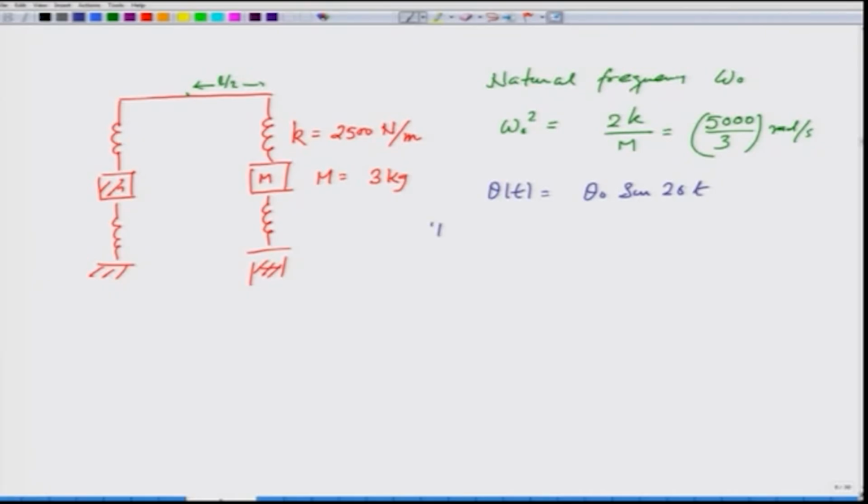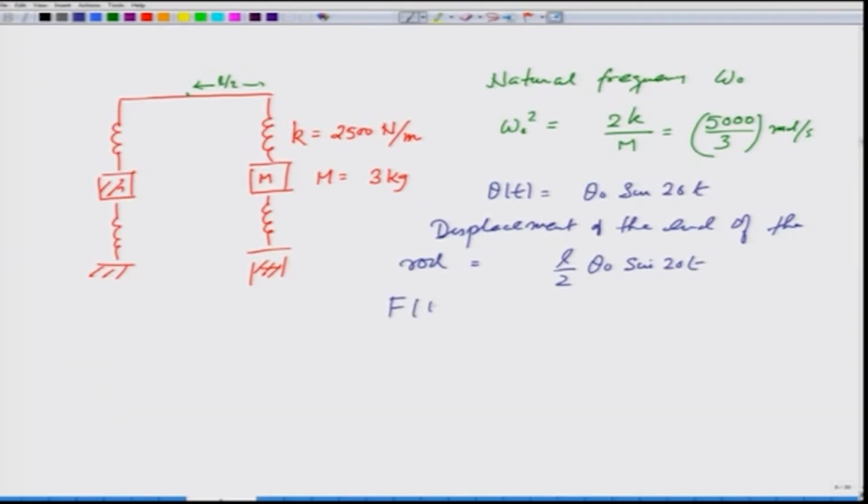So, the displacement of the end of the rod is going to be L by 2 theta 0 sine of 20 t, and therefore, the force, because the top spring is going to be compressed, is going to be K L by 2 theta 0 sine of 20 t. So, that end is being pulled up and down by that distance, and therefore, the force is going to be K L by 2 theta 0 sine 20 t.